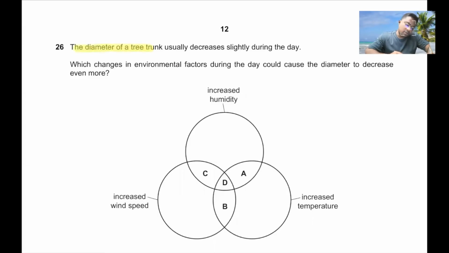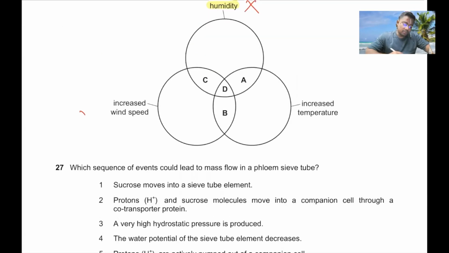26. The diameter of a tree trunk usually decreases slightly during the day. Which changes in environmental factor during the day could cause the diameter to decrease even more? Increase humidity? Well, it will decrease transpiration. Increase wind speed will increase transpiration. Increase temperature will increase transpiration. So B should be the correct answer.